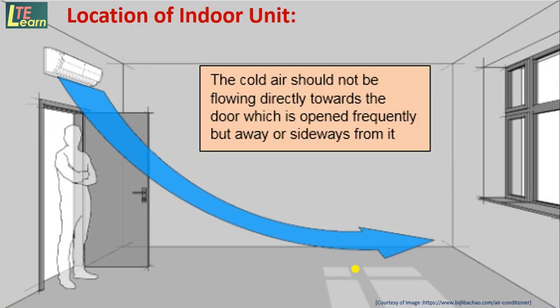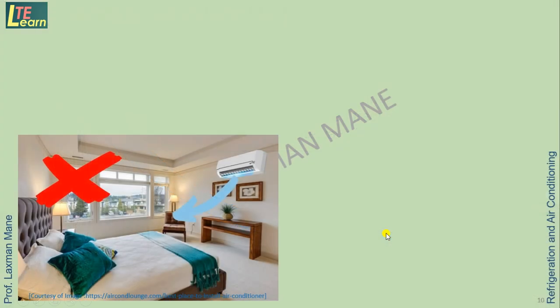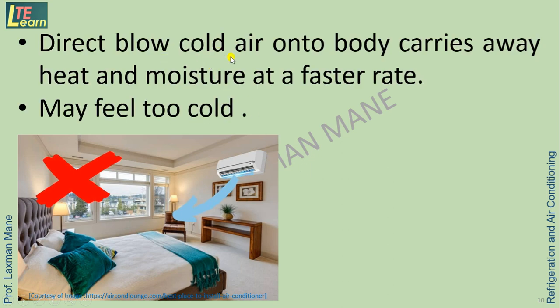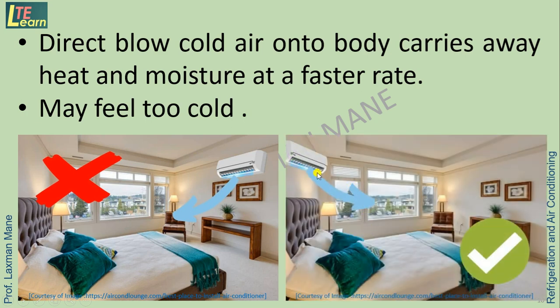Location of the indoor unit should be in such a way that the cold air should not be flowing directly toward the door, which is opened frequently, but away or sideways from it. This is the incorrect location of split air conditioner, in which direct blow of cold air onto the body carries away heat and moisture at a faster rate, so it may feel too cold. So the correct location of split air conditioner is shown here.